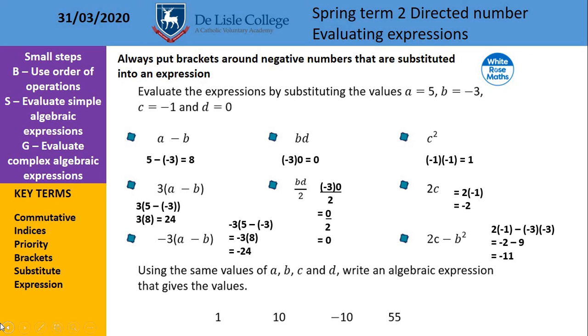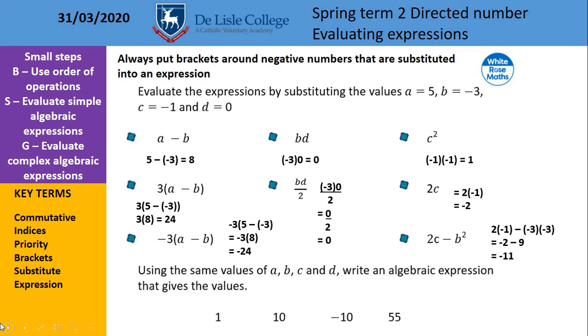Okay, now there's an extra bit of a challenge right at the bottom for a lot of you to have a go at here. So using the same values of A, B, C and D, so A is 5, B equals -3 and so on, I'd like you to write an algebraic expression that gives the values below. 1, 10, -10 and 55.